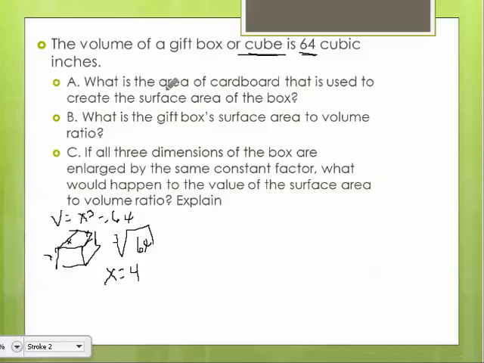So they're asking, what is the area of the cardboard that is used to create the surface area? That means we need to find the base, which would be 4 times 4, 16. We need to find the perimeter, which is going to be 16. Well, we got that easy enough. And so we would say 2 times 16 plus 16 times 4.